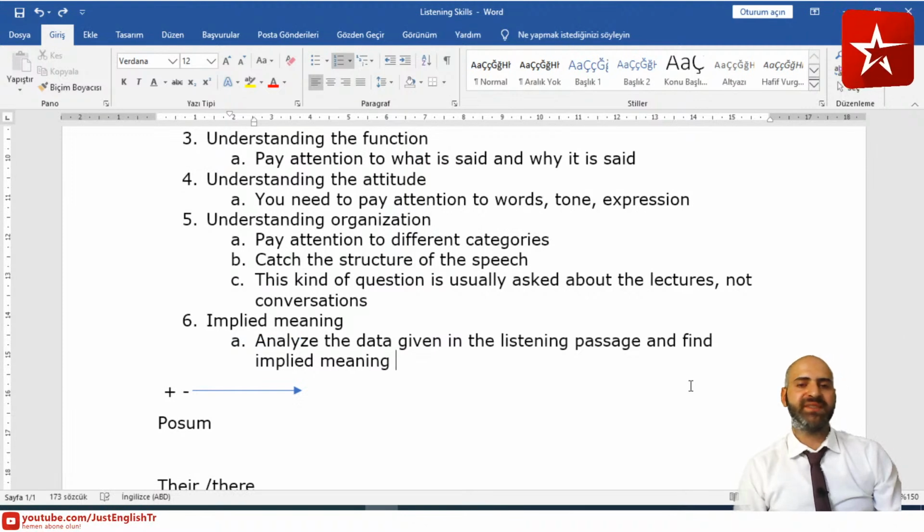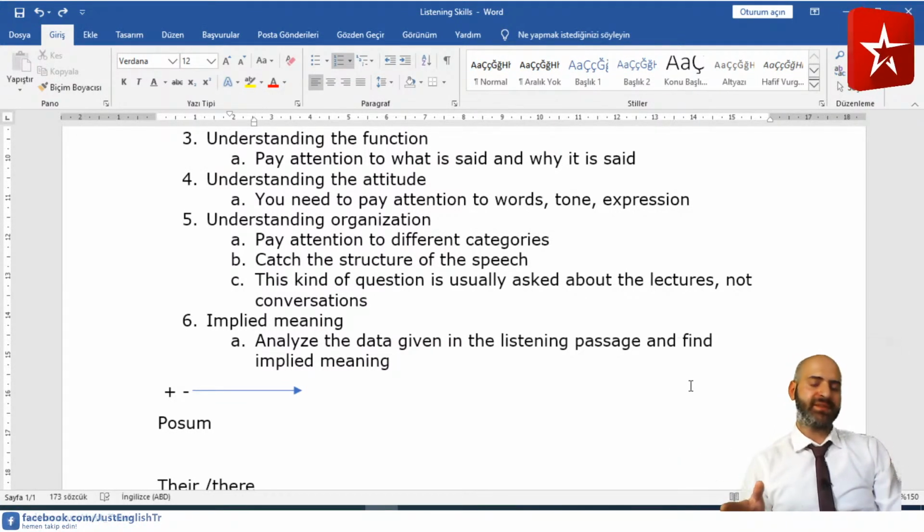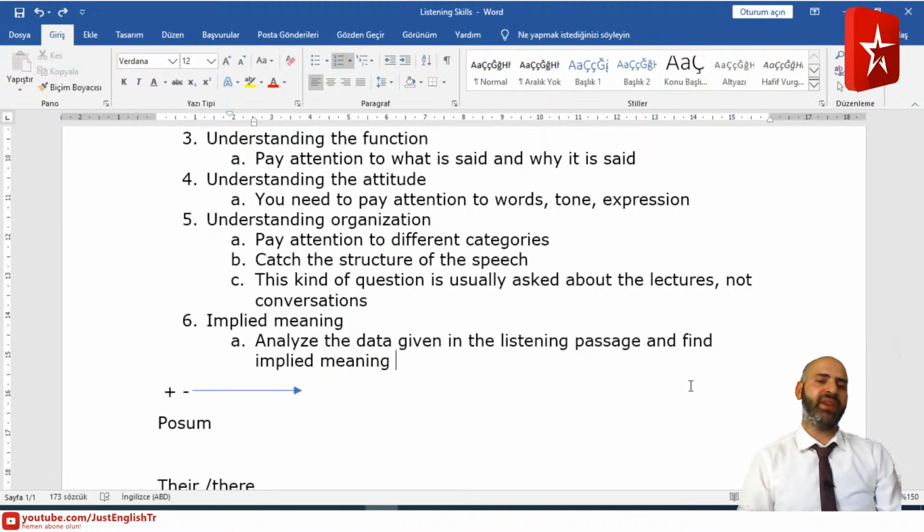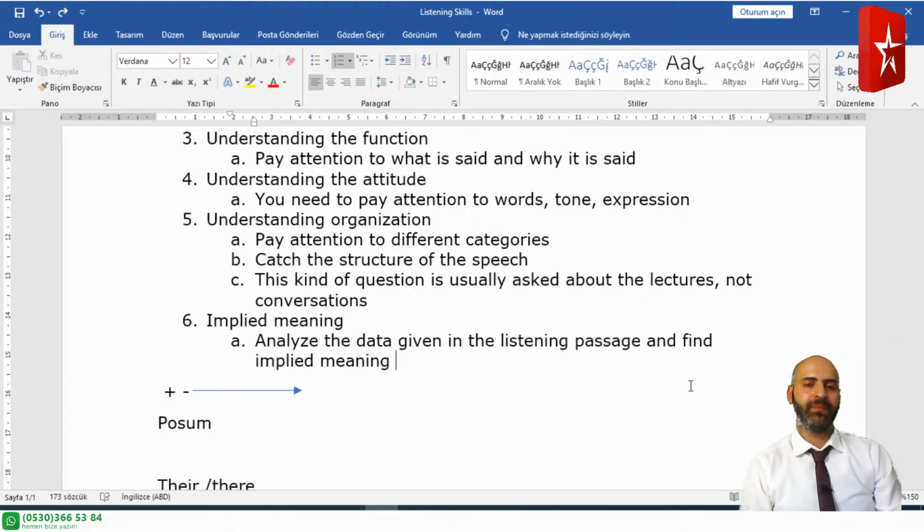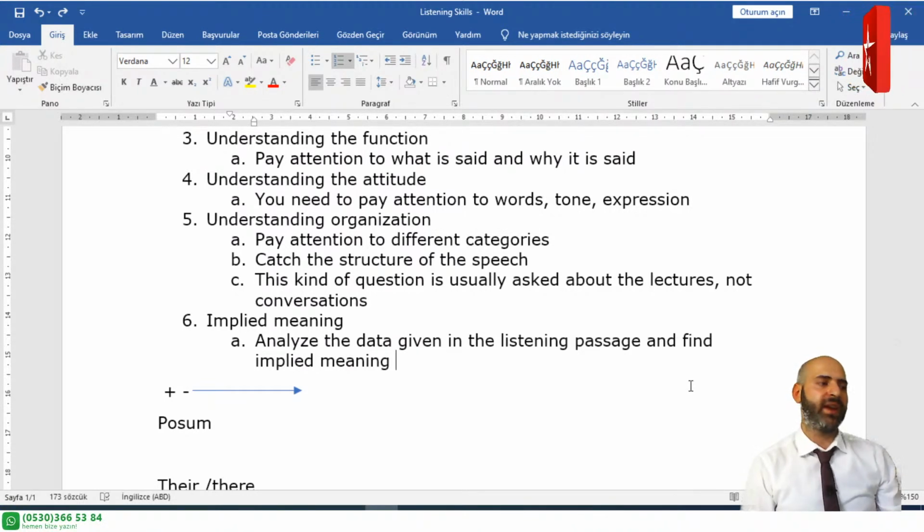For example, if they say in the listening passage, "I'm going outside and taking an umbrella," and then in the possible answers, you see "it is raining." Of course, if the person is taking an umbrella, we can imply that it is raining outside. So you do not have exactly the same thing in the listening passage. It doesn't say anywhere that it is raining outside, but because of the umbrella, you should understand the implied meaning of umbrella is rain.